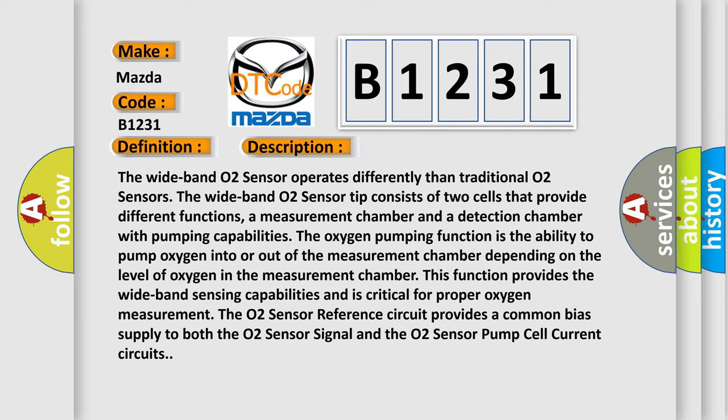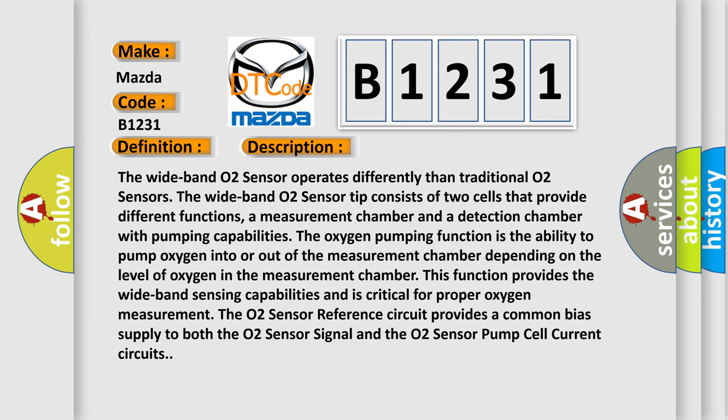The wideband O2 sensor operates differently than traditional O2 sensors. The wideband O2 sensor tip consists of two cells that provide different functions: a measurement chamber and a detection chamber with pumping capabilities. The oxygen pumping function is the ability to pump oxygen into or out of the measurement chamber depending on the level of oxygen in the measurement chamber. This function provides the wideband sensing capabilities and is critical for proper oxygen measurement.